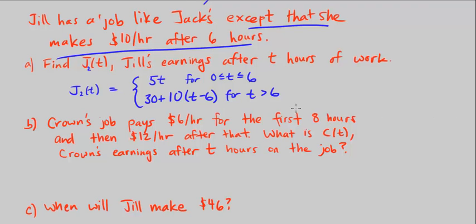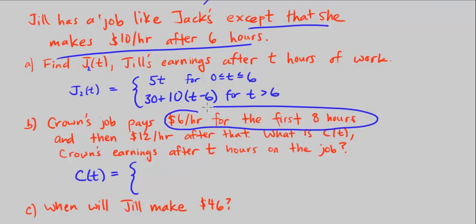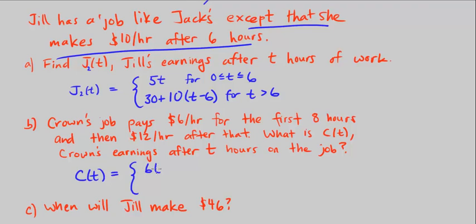All right, so now we have another character, Crown. His job pays $6 an hour for the first 8 hours. So $6 an hour, okay, and then 12 hours after that. What is C of t, Crown's earnings after t hours on the job? So C of t, it's going to be another piecewise defined function. And we know that $6 an hour for the first 8 hours means 6 times t for t between 0 and 8, right?